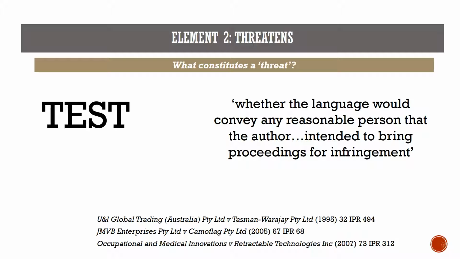Element 2, threatens. In order to be actionable, the communication must specifically constitute a threat of infringement proceedings. So the question then becomes, what constitutes a threat? For patent cases in Australia, the most commonly accepted test for determining whether the communication constitutes a threat is whether the language would convey to any reasonable person that the author intended to bring proceedings for infringement.